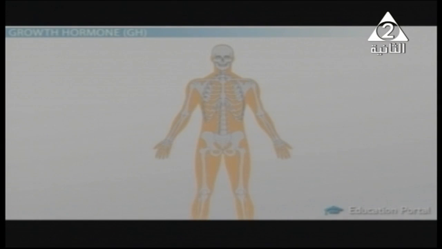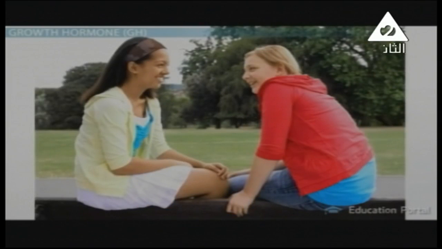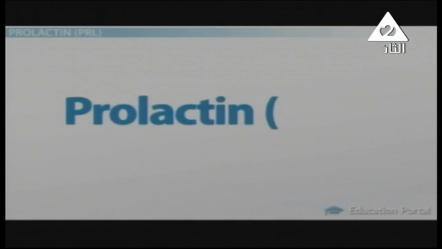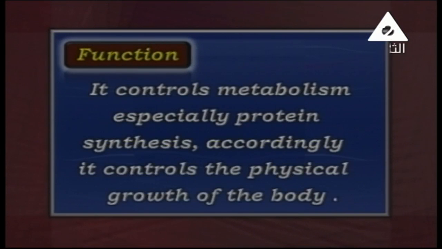Let's start and learn the meaning of growth hormone and its function inside our body. It controls metabolism, especially protein synthesis, and accordingly it controls the physical growth of the body. Growth hormone, its function, as we said, controls the metabolism, especially protein synthesis, and controls the physical growth of the body. And what else?